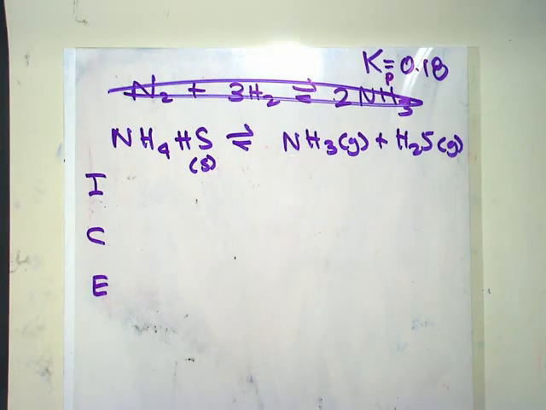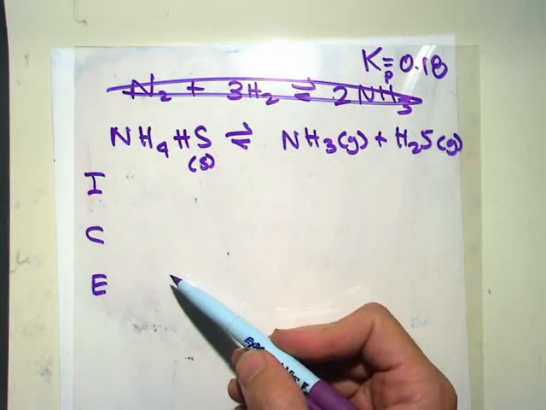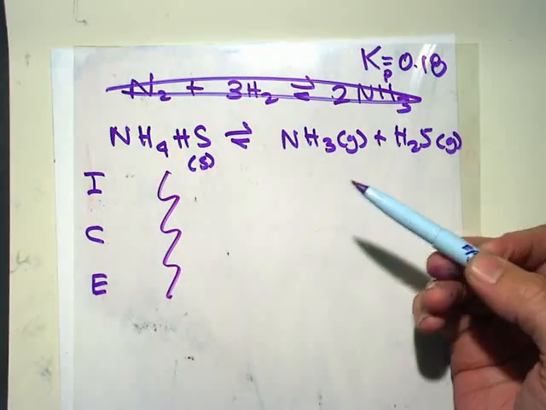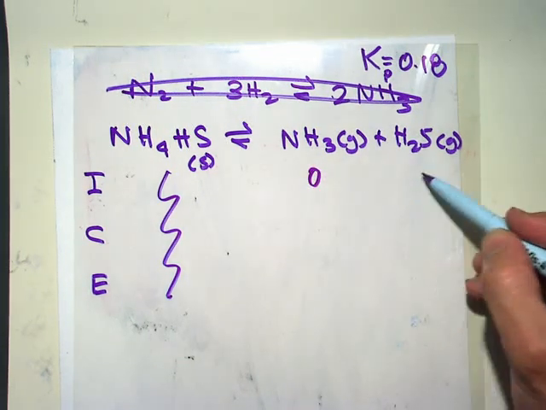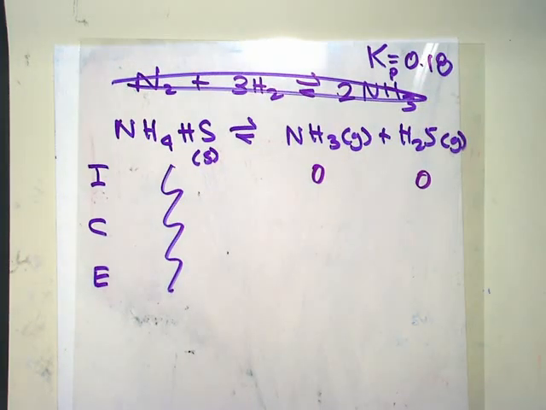So it has to shift this way. There's just no choice. There's no way it can go backwards. There's nothing to start with. Also, Q is 0, so it has to shift to the right. So this would be X and X. So Kp is 0.18, which will equal X squared in this case. So all you simply need to do is take the square root of 0.18, and that will equal X.